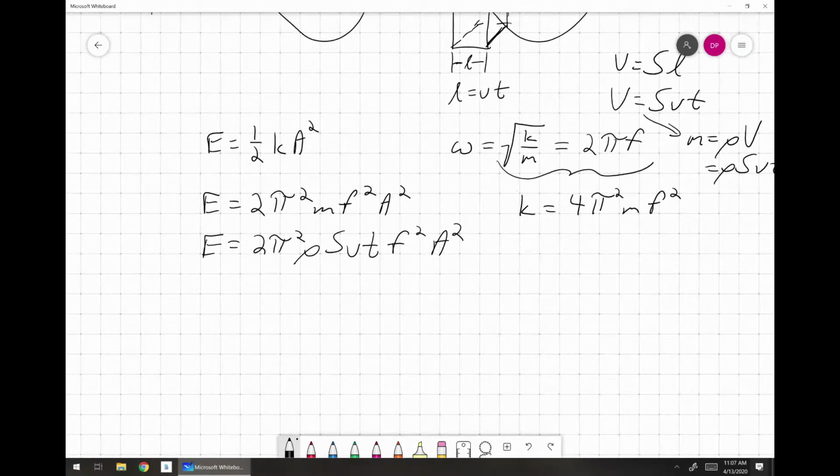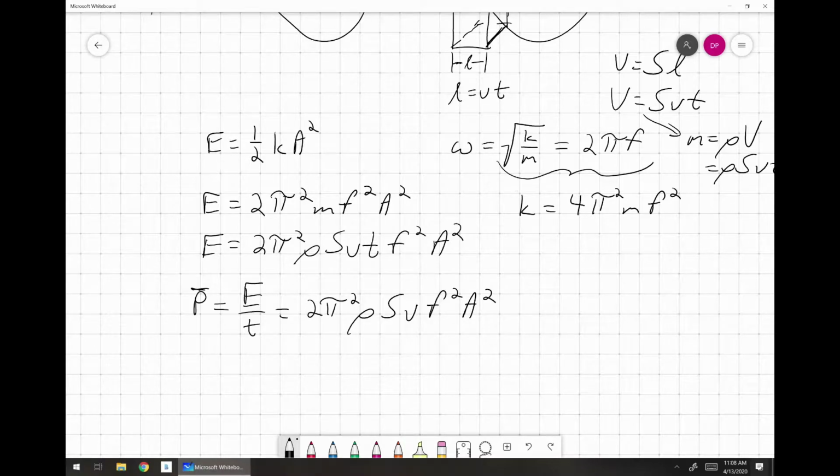And so if we wanted to go back and recall, well, average power was just the energy divided by the time. So if we divide this equation here by time, right, E over T, that's going to leave us with just 2 pi squared rho S v f squared A squared. Okay.